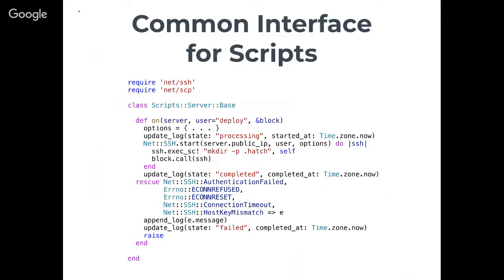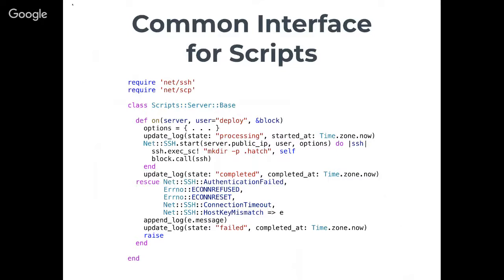I've got a base class. It implements an on method here, and this one is pretty straightforward. It just creates an SSH connection to your server, and it starts by logging, it updates your server status to the processing state, records that, and then it begins to execute the block that you would pass in. So if you wanted to build your own script, you would call this on method, you pass in the server, and you tell it which user you want to log in as. And then you would do a block in your Ruby code.